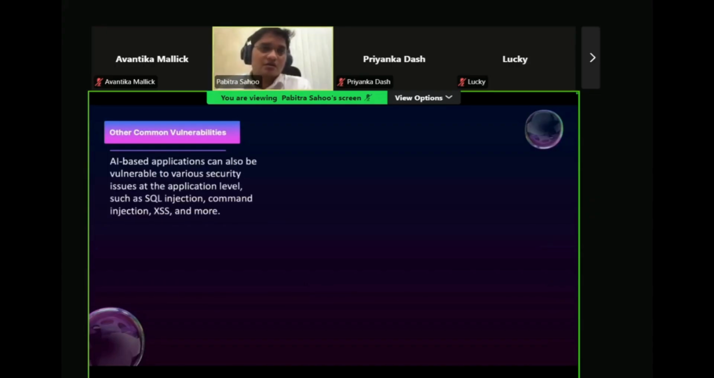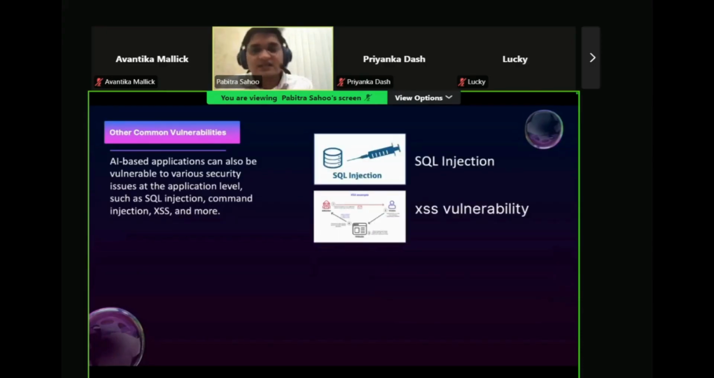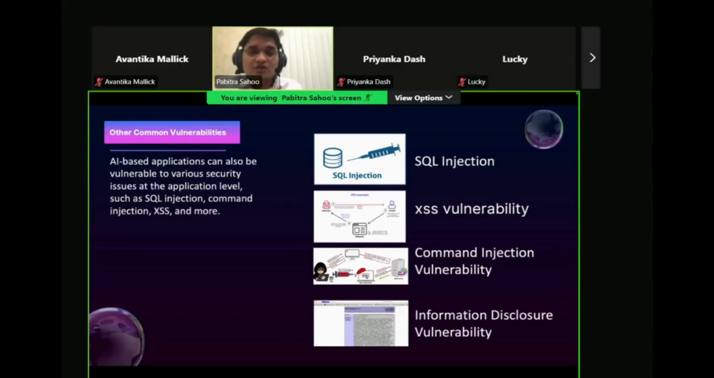AI-based applications can also be vulnerable to the various security issues that other applications may have, like SQL injection, XSS, command injection, and sensitive information disclosure vulnerabilities. Those can also be found in an AI-based application. An AI-based application is an application plus AI, which means application vulnerabilities plus AI application vulnerabilities. I hope you got my perspective.